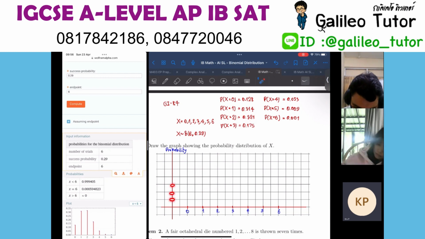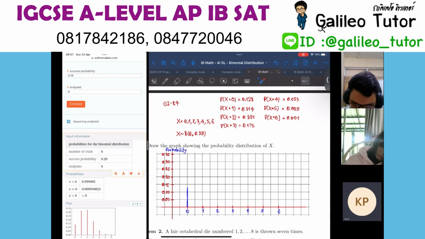Mm-hmm. So we have 1, 2, 3, 4, 5, 6, 7. So we got the highest one here. So it's going to be 0.35, 0.30, 0.25, 0.20, 0.15, 0.10, and 0.05. So the probability of x equal to 0 is 0.128. So it's going to be somewhere here, like this bar.